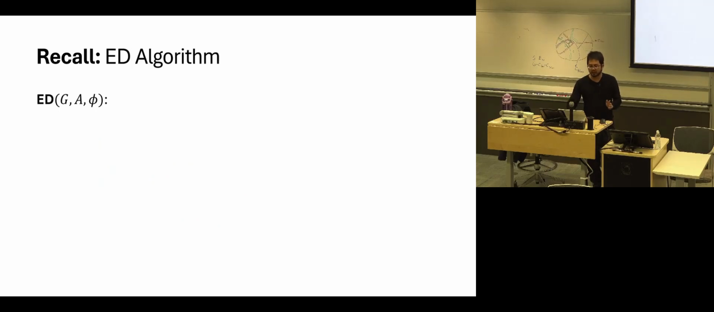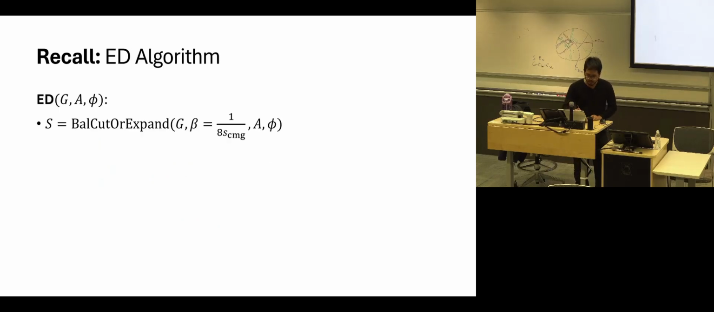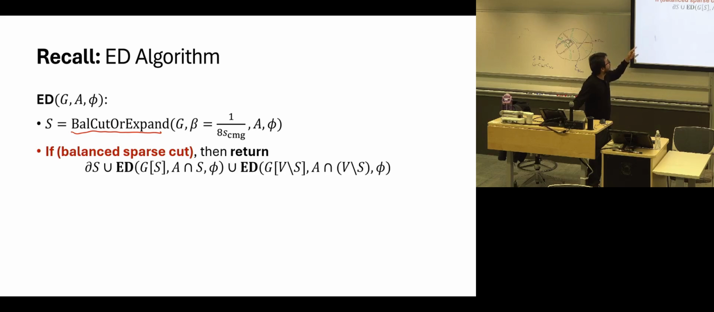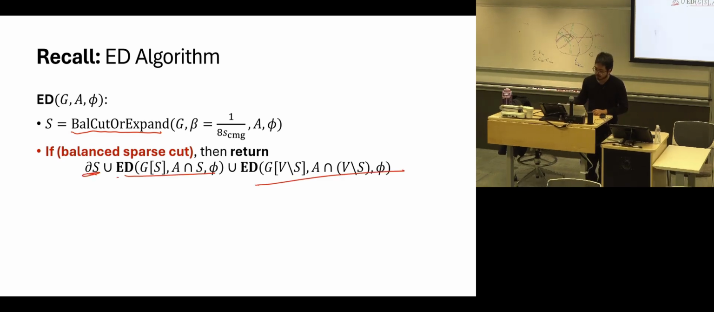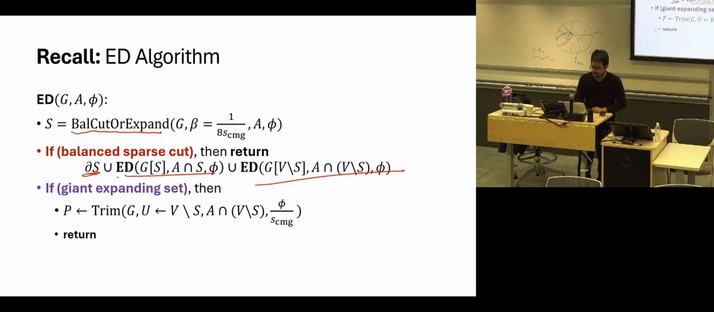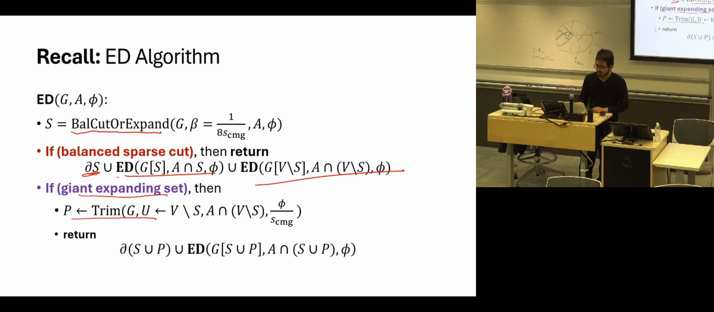But the algorithm is just first call this balanced cut or giant expanding set. If it's balanced, then return a cut here and recurse on both sides. If you get a giant expanding set, first you trim and then recurse on only the small side. That's the algorithm. Okay. Now let's see how the leaky expander decomposition algorithm is simpler.